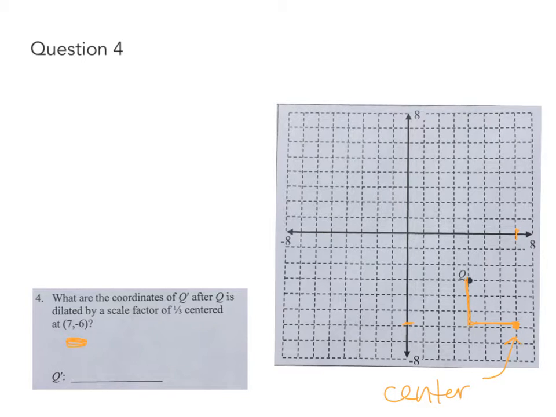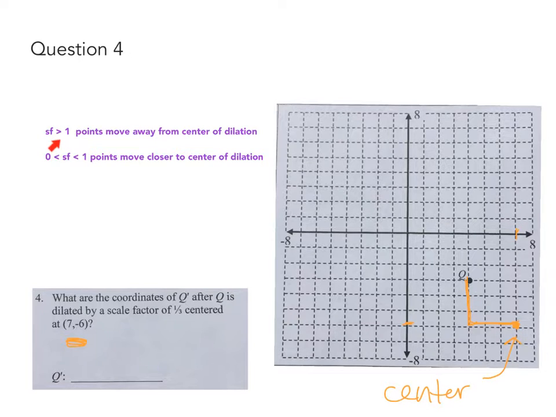Okay, so now let's go back and talk about all dilations for a second, and their scale factors. Something we really need to remember here is that if a scale factor is greater than 1, points are going to move away from the center of the dilation. And if a scale factor is between 0 and 1, in other words a fraction or decimal value between 0 and 1, the points are going to move closer to the center of the dilation. That's going to shrink the distance between the center of dilation and the point that you're dilating. All right, so if we look, our scale factor is 1/3. So 1/3 we know is between 0 and 1.